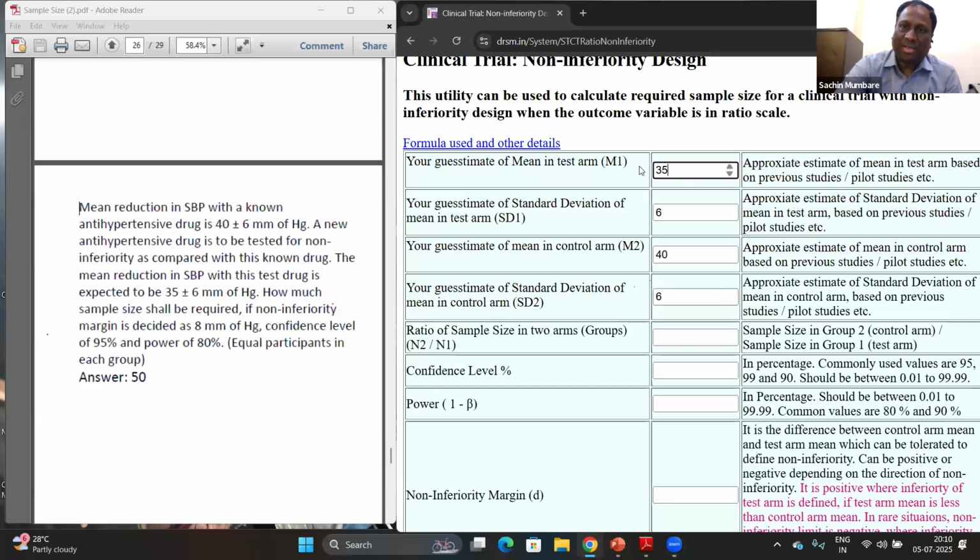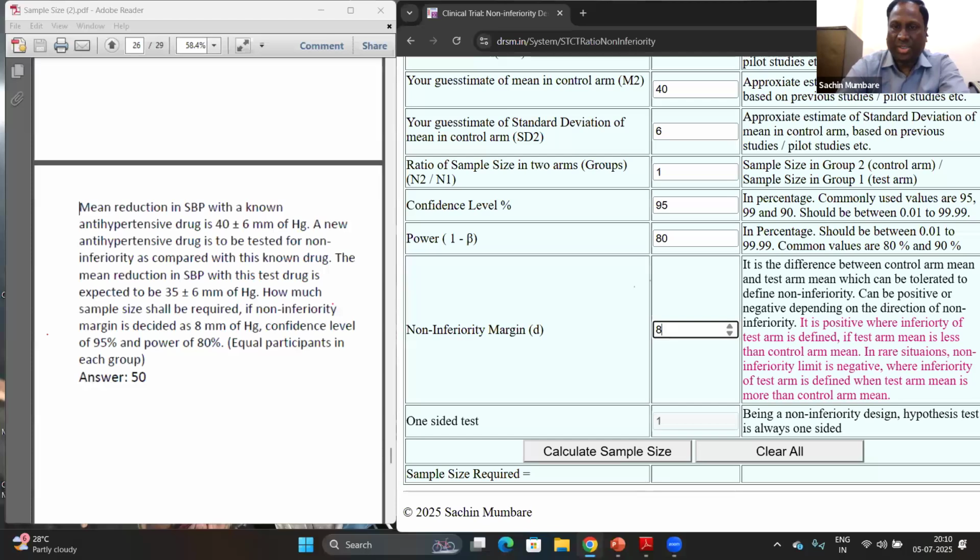The test drug is 35 and the known drug is 40. So apparently the test drug is inferior, giving somewhat lower values. But whether this difference is within the margin is what we are testing, and for that we are calculating the sample size. The ratio is 1, confidence level is 95, power 80. Non-inferiority margin is 8, and again it is a one-sided test.